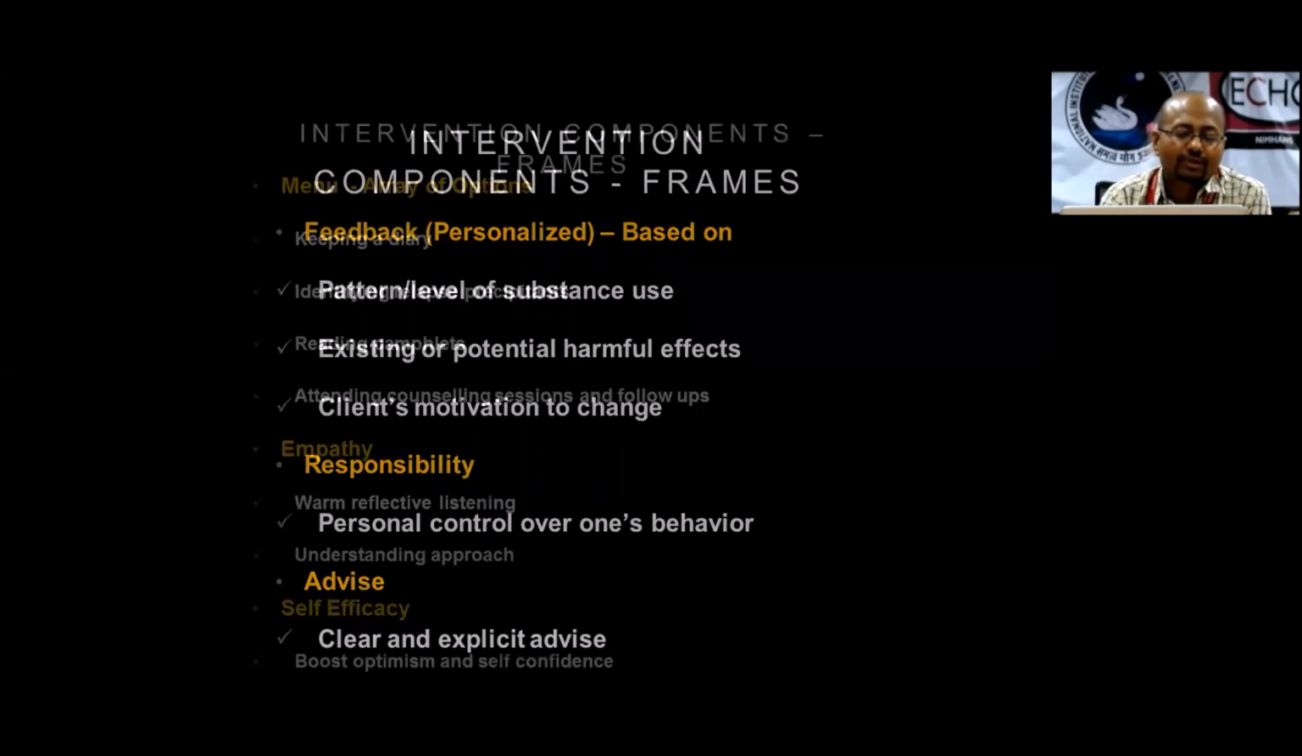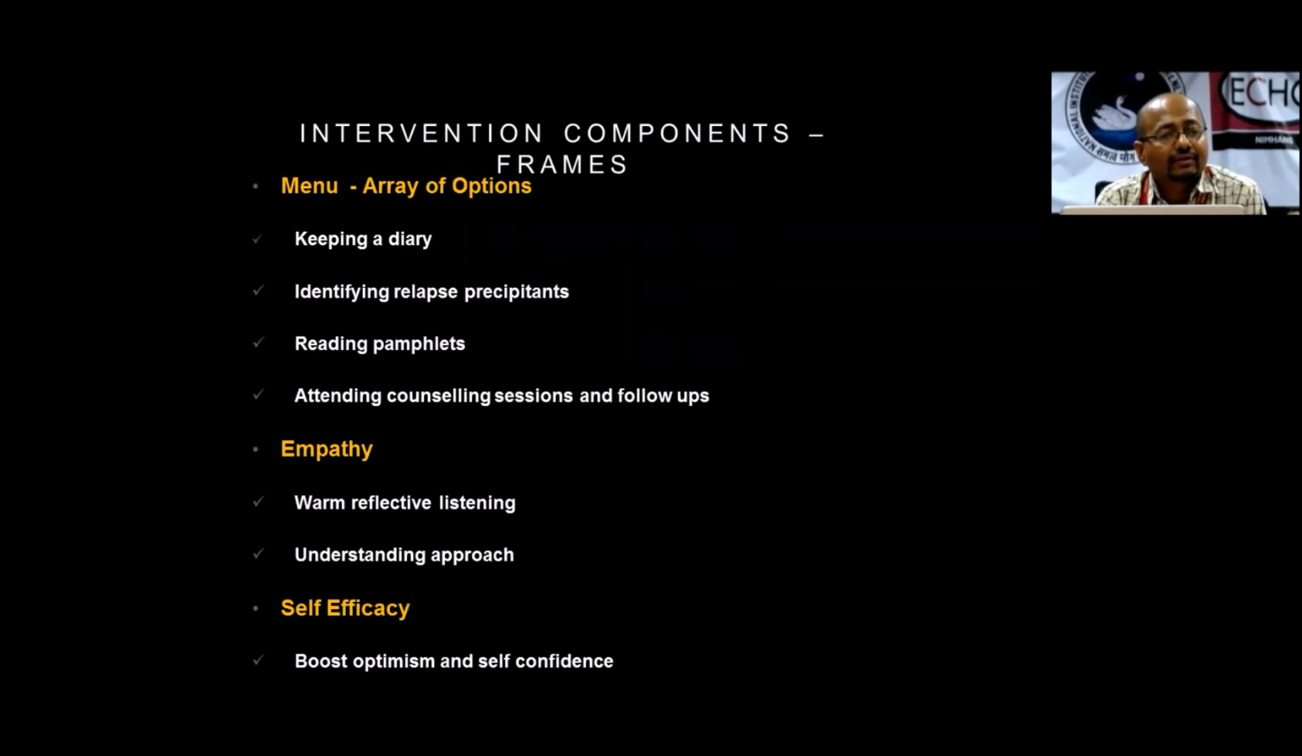Menu, some sort of option. Can you handle things differently? Keep a diary, follow relapse prevention, read a pamphlet, or attend some counseling sessions if possible. Empathy, very important and very critical to the treatment of particularly harmful drinking. Some listening and understanding the approach and understanding the reason behind why this is happening, and self-efficacy, that you can do it. So briefly I spoke.